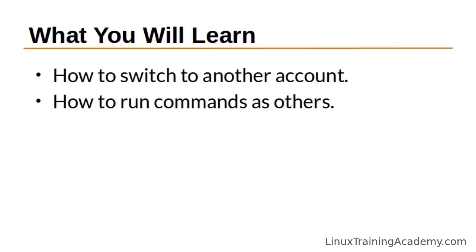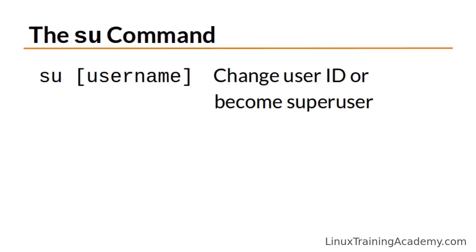This lesson will cover how to switch to other accounts and how to run commands and programs as other users. One way to start a session as another user on the system is to use the su command. If no arguments are supplied to su, it assumes that you are trying to become the superuser or root account. Executing su without any options is the same thing as executing su space root.